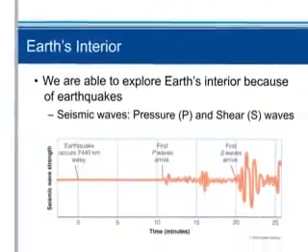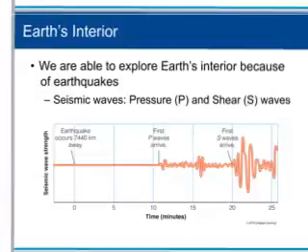So we are able to explore the Earth's interior because of earthquakes. Seismic waves tell us what the pressure and the shear waves are with each earthquake. So we really depend on earthquakes to help us understand the Earth's interior. The Earth's interior has such a high temperature and such a tremendous amount of pressure that direct exploration of the core and the interior of the Earth is impossible.